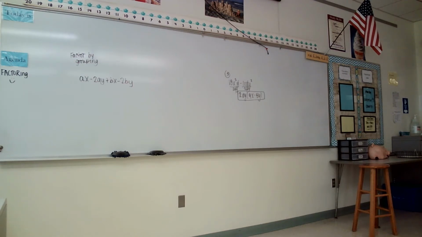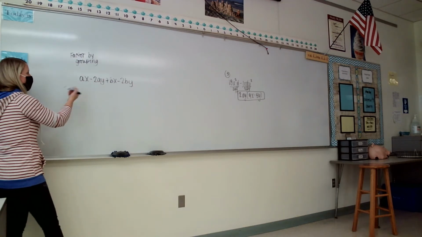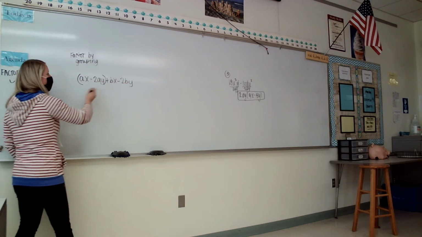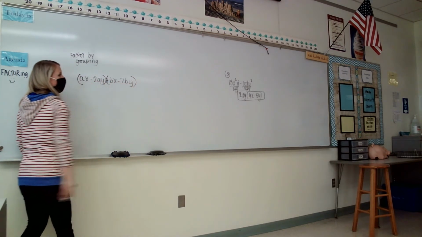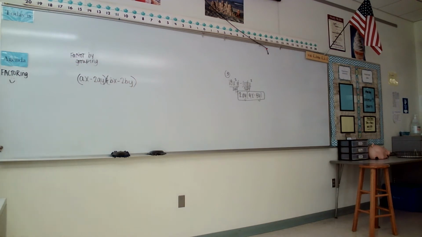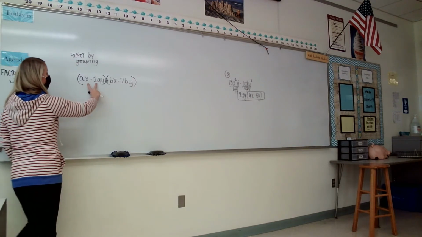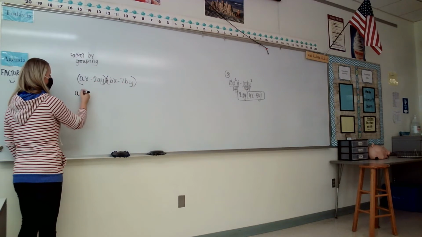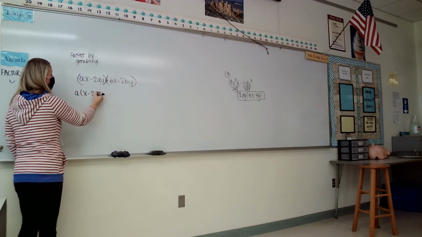So for factor by grouping, you're going to do exactly what it says. You're going to make 2 groups. So what I'm going to do is just use parentheses. I'm going to make this my first group, the first 2 terms, and then the second 2 terms I'll make another group. So now that I have my groups, I want to take the GCF out of each of them. So I'm just looking at the individual groups. For this first group, the GCF, what they have in common is just an A, right? So if I take out an A, I'm left with x minus 2y.